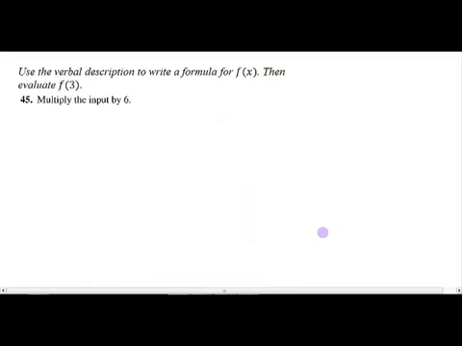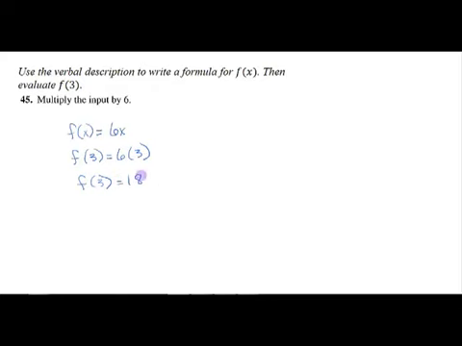Use the verbal description to write a formula for f of x. Then evaluate f of 3. For this function, we want to multiply the input by 6. So we know multiplying an input by 6, the input will be x. If we're multiplying it by 6, it will be 6x. And we want to call this formula f of x. So our formula is f of x equals 6x. Now let's evaluate this function for 3. F of 3 equals 6 times 3. So f of 3 equals 18.